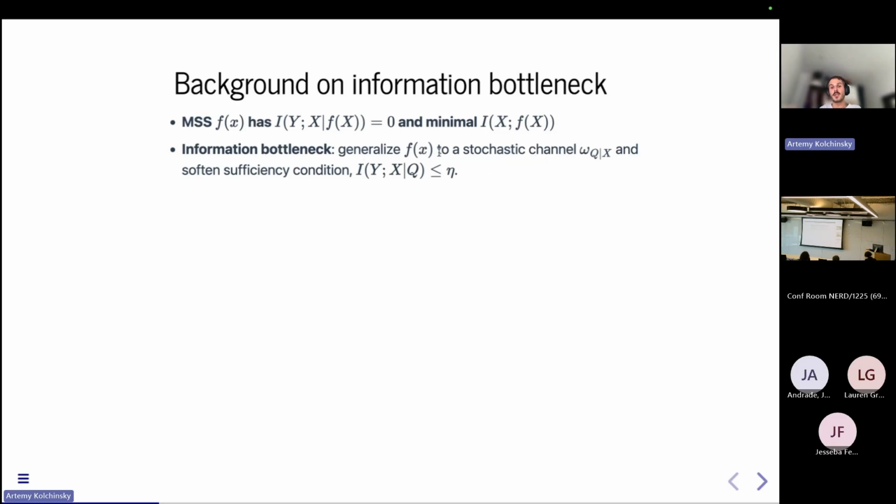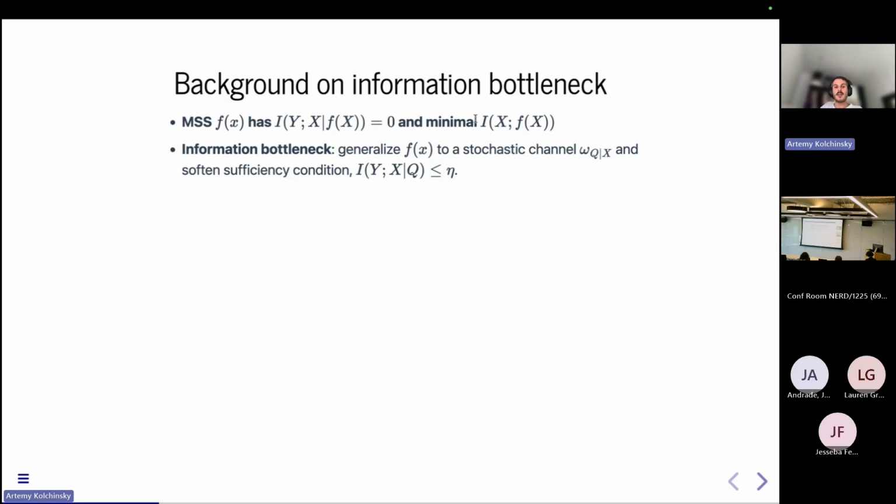First, instead of looking for deterministic functions of the input, we're going to look for stochastic maps that map from the input to some coarse-grained space Q. Sometimes this is called the bottleneck variable. So basically, we go from deterministic to noisy coarse grainings, and we're also going to weaken the sufficiency requirement. We're going to say, okay, we don't require perfect sufficiency, so we allow a finite amount of information to leak through the bottleneck variable, because hopefully this will allow us to achieve a much lower compression.